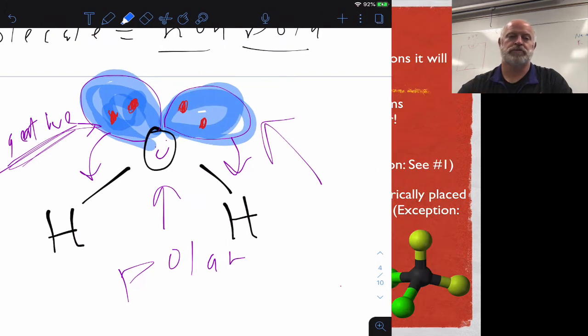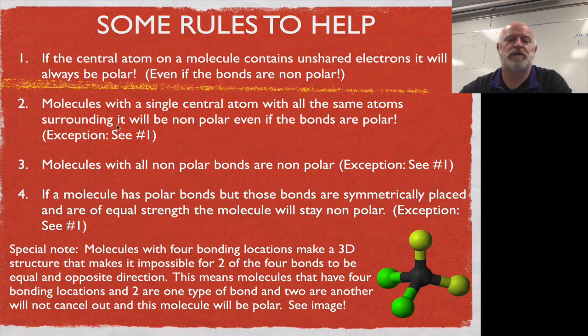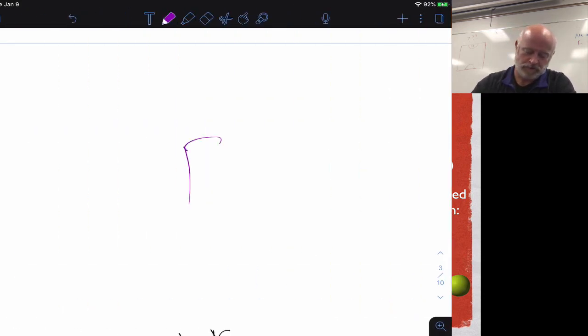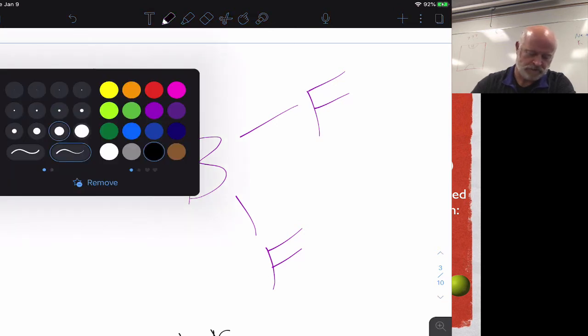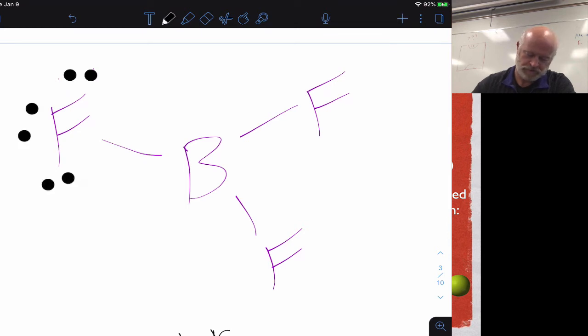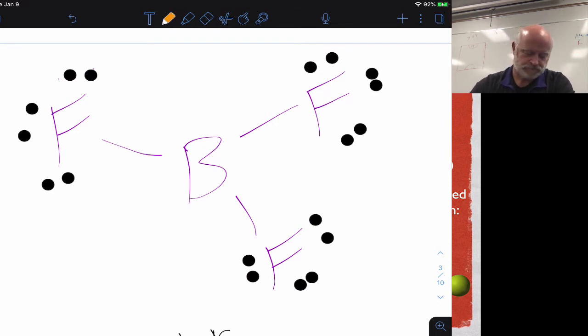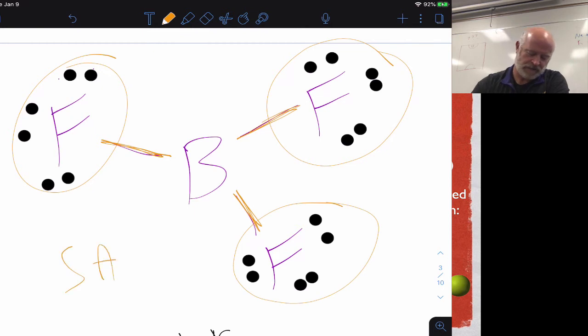Rule number one. Rule number two, molecules with a single central atom with all the same atoms surrounding it will be nonpolar, even if the bonds are polar, okay? So an example for that is, let's say we go back to boron trifluoride. We did that one before. Boron trifluoride, if I bring in some electrons here for us, would be something like this. In this case, we have one bond, two bonds, three bonds. And we know boron can do this because it can reduce its octet. And everything around the outside, we have a single fluorine, another fluorine, and another fluorine. Everything is the same around the outside.